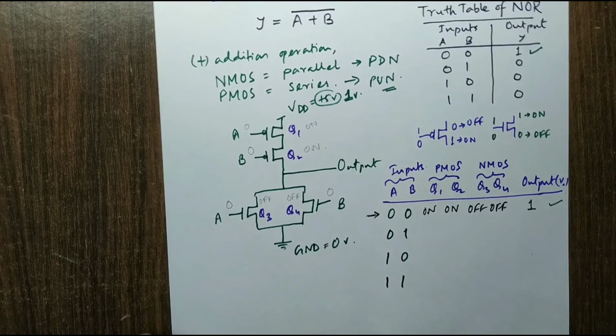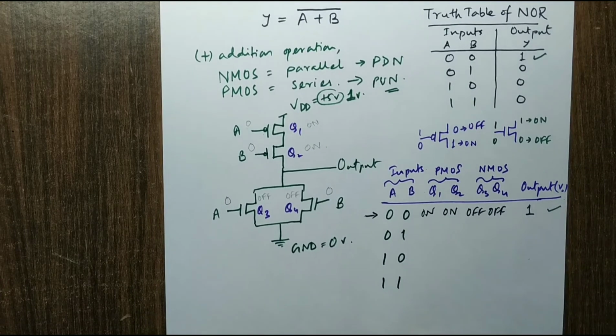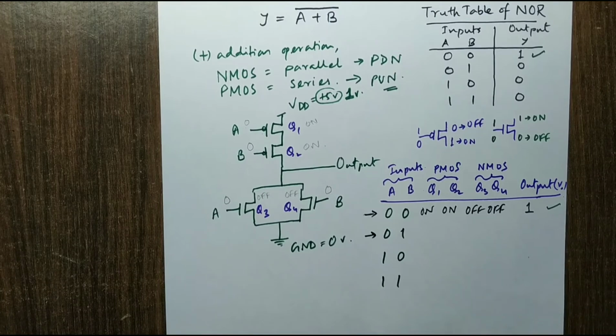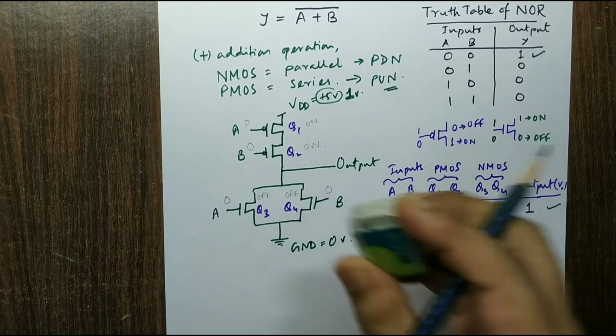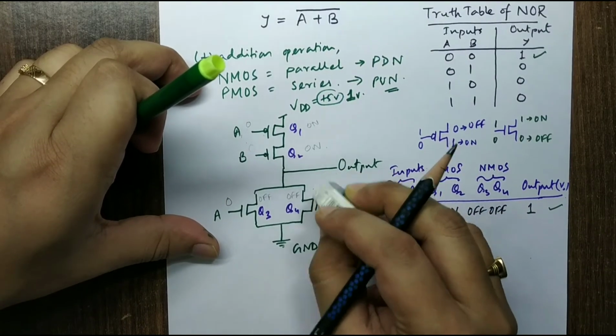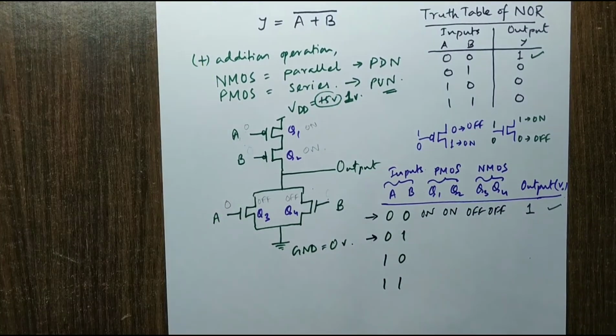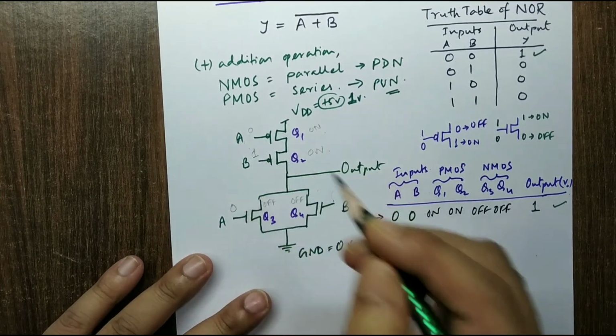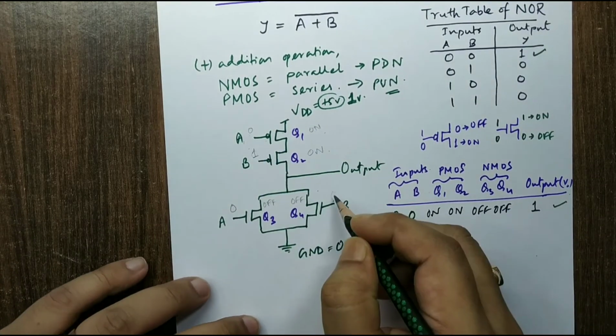So if I see case number 2, that is if A is 0 and B is 1, what will happen? I will simply rub this B so that you can understand properly. So what will happen? Here I will make B 1 and here also I will make B 1.